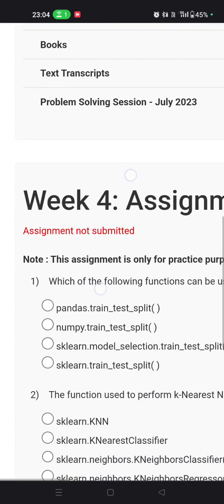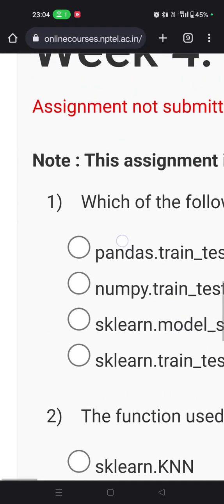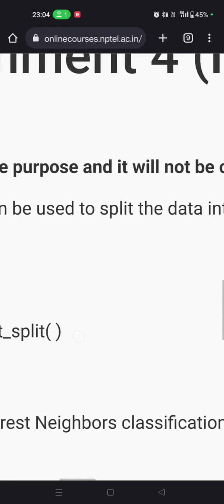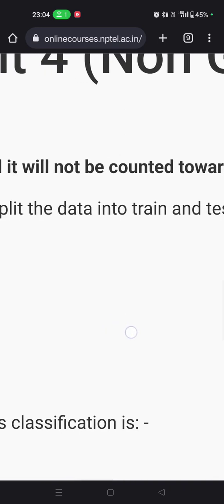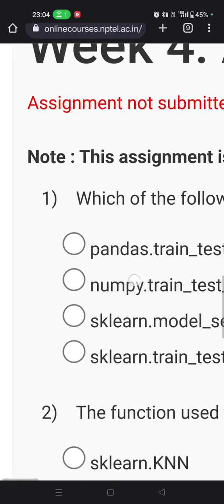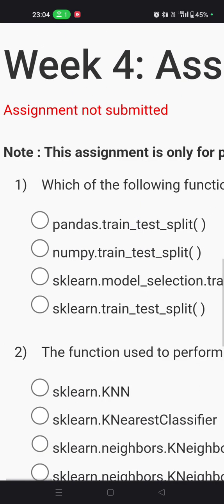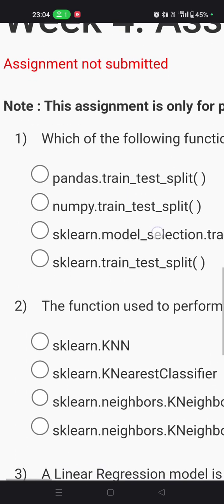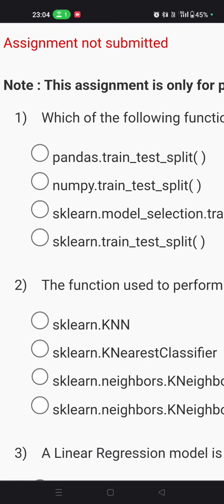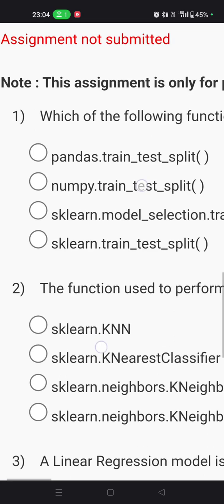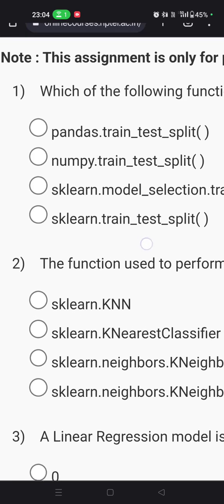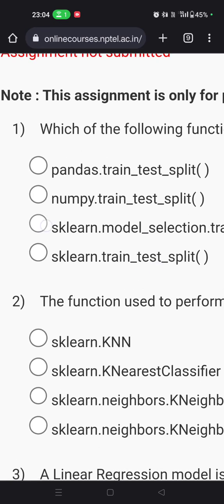In the non-graded assignment, the first question: which of the following functions can be used to split data into train and test? Remember the lecture? In the lecture we explained that the train test split method is used to split our data into train and test sets. And the second thing you should remember: the sklearn train_test_split function splits a data set into training data and test data. So the answer will be this.